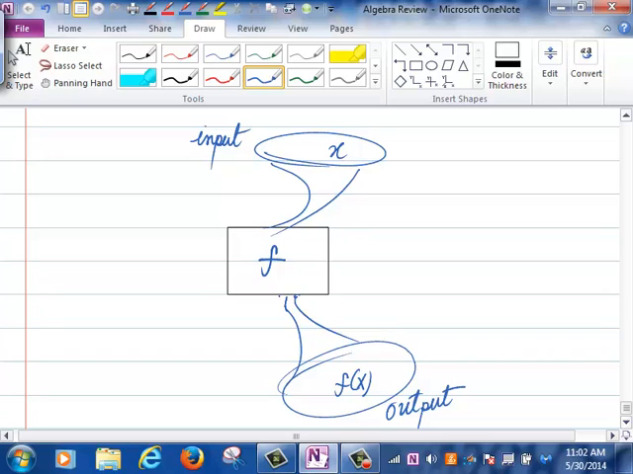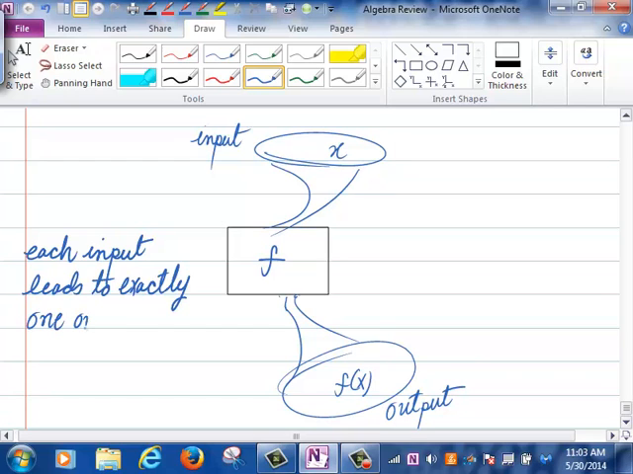Remember, the key feature of all these input-output relationships is that each input leads to exactly one output, and that's the key feature. Okay, so a function is an input-output process where each input leads to exactly one output. So what I'm saying is that suppose that I gave you an input x, but then you gave me two different outputs. Let's say you gave me an output y1 and another output y2. Okay, then it's not a function. Am I making sense?